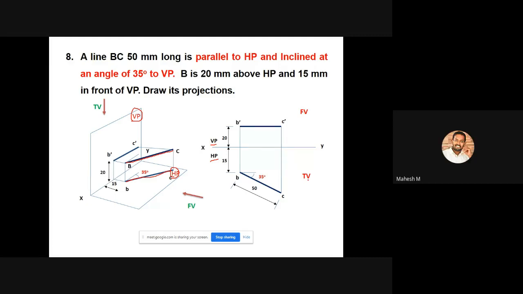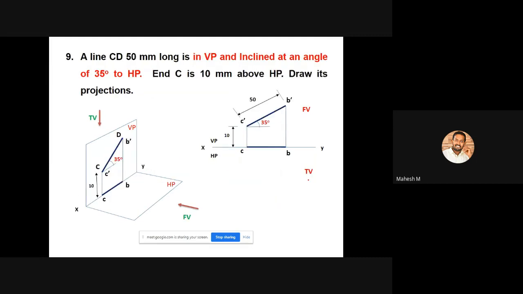Okay, so now we have completed the five cases. This one is also inclined to any one of the planes. So here the condition is totally different. That means the endpoint condition is totally different, but the basic condition is the same. The basic condition is similar. That means it is parallel to VP and inclined at an angle of 35 degree to HP. So what is different in this? The end C is 10 mm above HP. So that is the single condition.